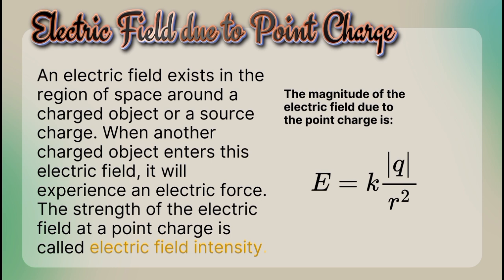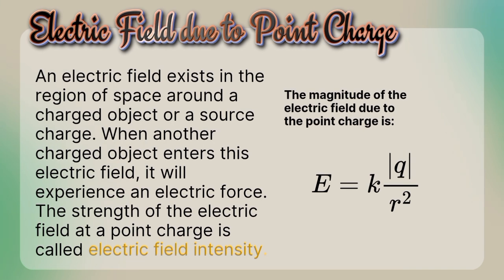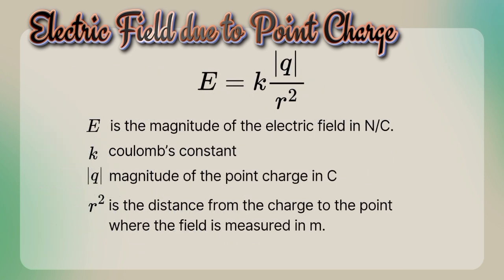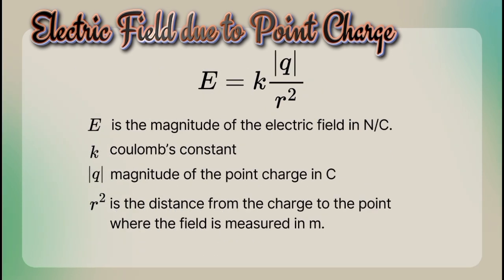As you can see, the electric field due to a point charge is equal to Coulomb's constant times the absolute value of the charge divided by the distance squared, where E is the magnitude of the electric field in newtons per coulomb, k is Coulomb's constant, absolute value of Q is the magnitude of the point charge in coulombs, and r squared is the distance from the charge to the point where the field is measured, in meters.